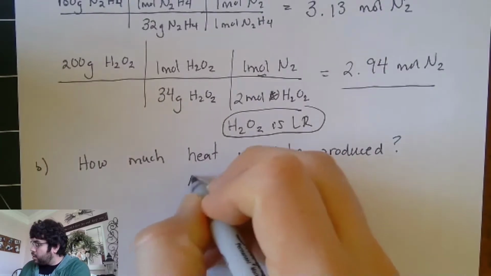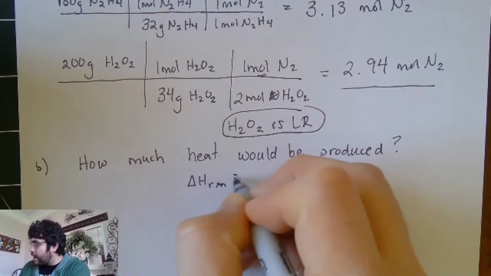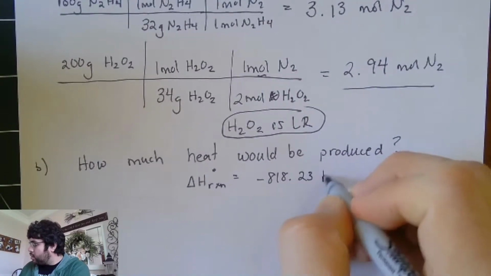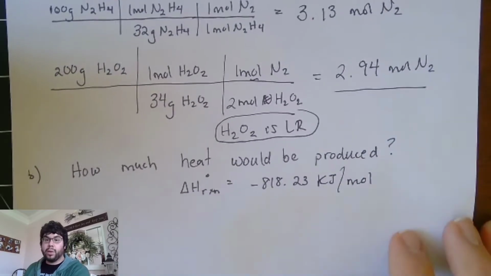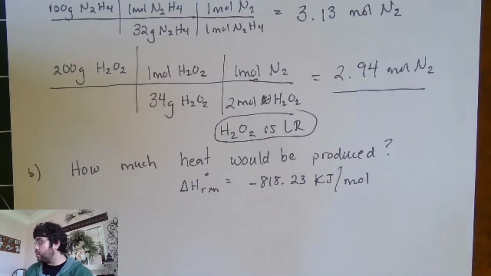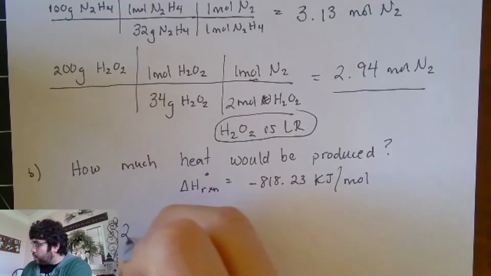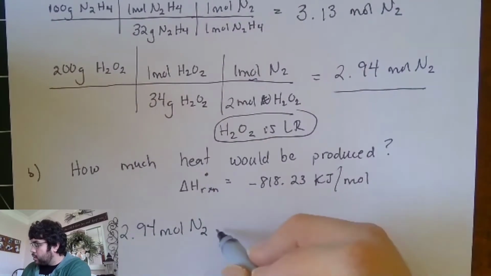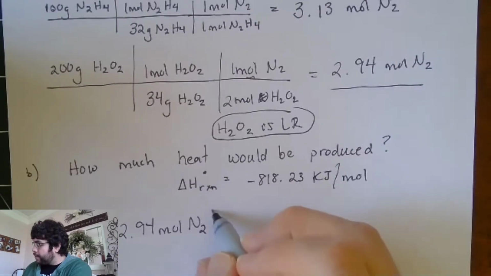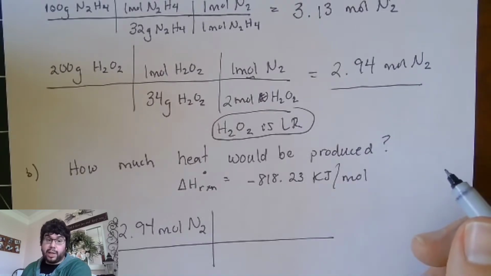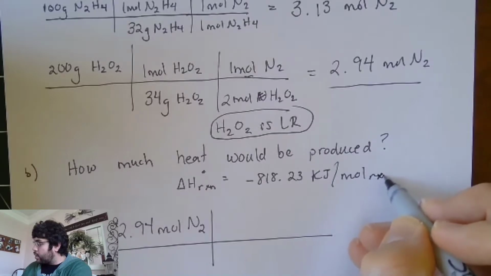So in the question, they tell us that the enthalpy of the reaction is negative 818.23 kilojoules per mole. Okay? Now, we know that 2.94 moles of N2 are going to be produced. So I'm just going to go ahead and use that number off the bat. 2.94 moles of N2 are going to be produced because I know that H2O2 is my limiting reactant. And I need to convert this mole value to kilojoules using the enthalpy of the reaction. I'll put a little RXN down there.